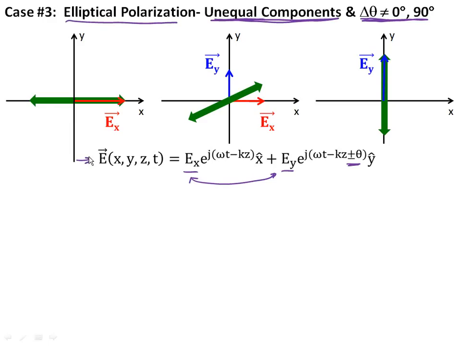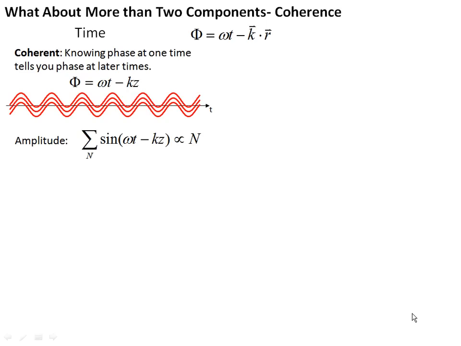You're probably getting a little bit bored of these videos because it should be fairly obvious, but you can see why we call it elliptical polarization, because that green electric field vector traces out the ellipse as it moves over the XY plane. Now, this isn't really covered in your book, but I'd like to talk about what happens when you have more than two components.